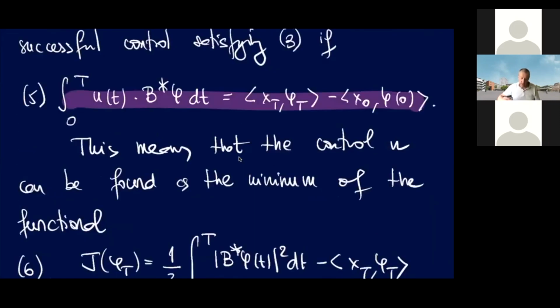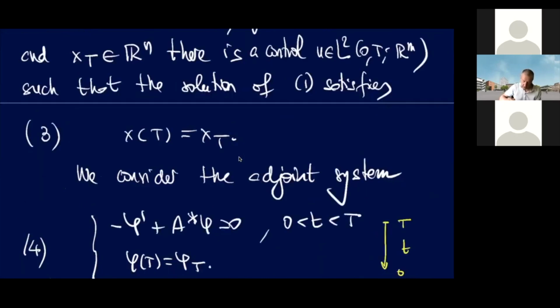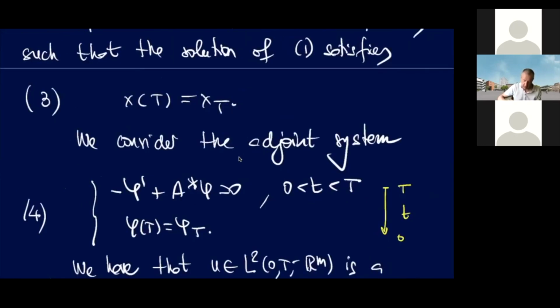So you see that here, x0 is given, is the initial datum of the system. x^T is given, is the target we are given. u is the control we are looking for, and phi is an arbitrary function, solution of the adjoint system for every phi^T.